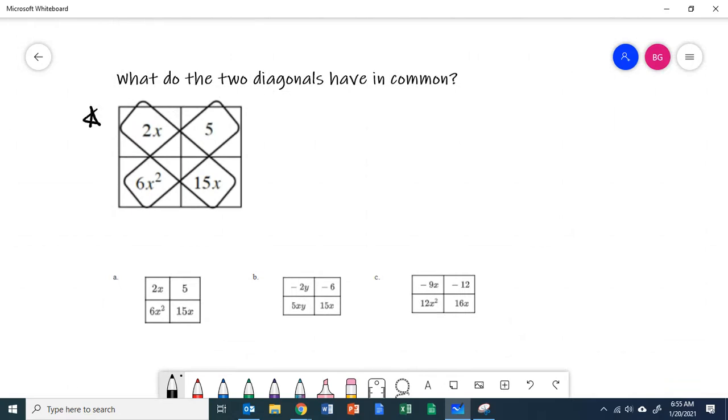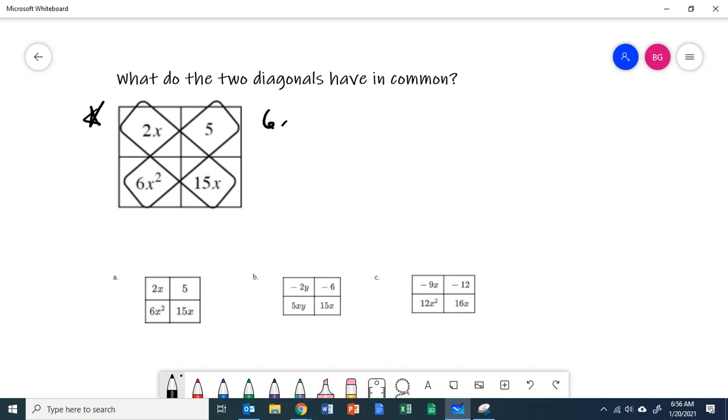Ask yourself, what do the two diagonals here that are circled have in common? Pause it, and if you can't get it after 30 seconds, go ahead and resume after about 30 seconds. Go. Okay, so now the two diagonals here, hopefully you found some common similarity between these, but here it is.